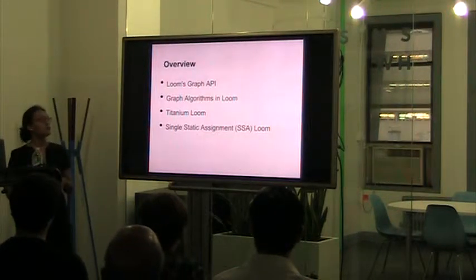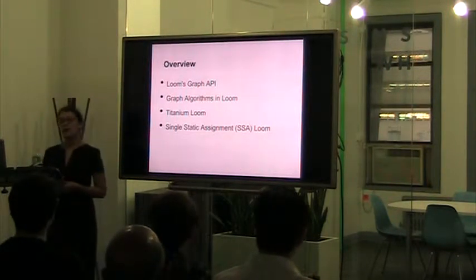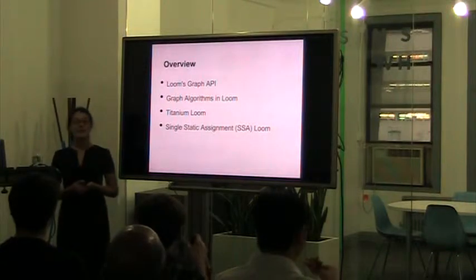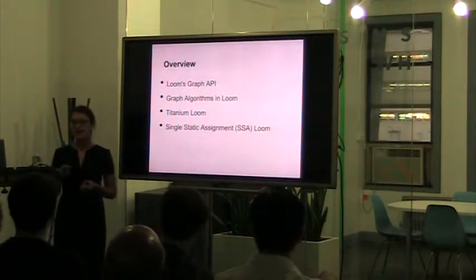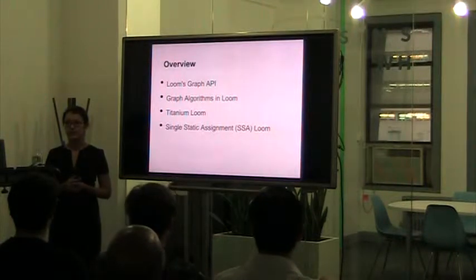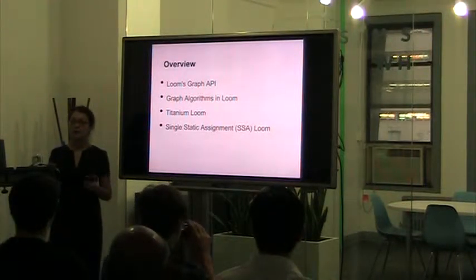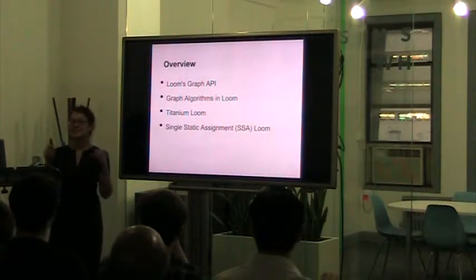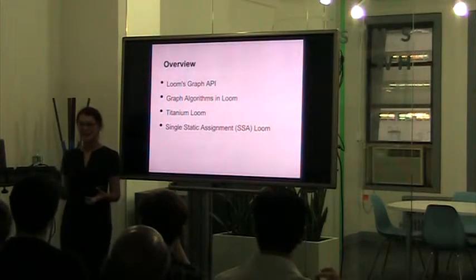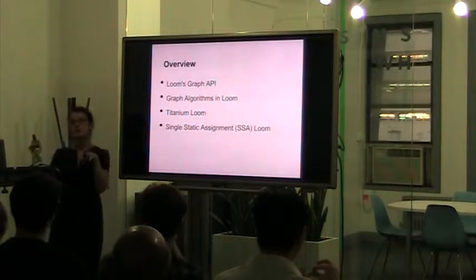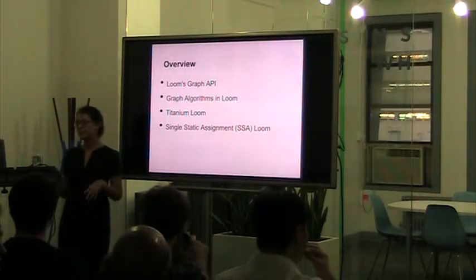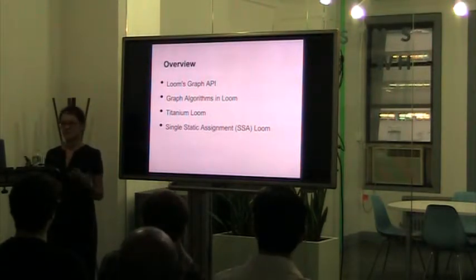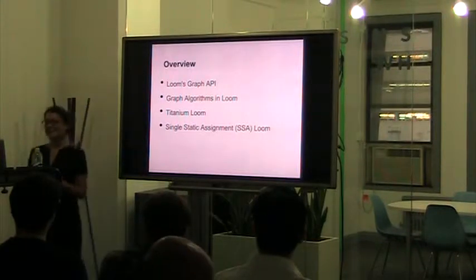Quick overview. So first we'll look at Loom's graph API. Then we'll look at functional implementation of graph algorithms in Loom. Then we'll look at two consumers of Loom's API, Titanium Loom and SSA Loom. Titanium is a Clojure API for describing data in a graph database. And SSA is a single static assignment form, which is commonly used by compilers to describe the control and data flow of a program. Compiler optimizations are my favorite type of graph runs, so we'll go into a lot of depth for that. All right, so let's get started.